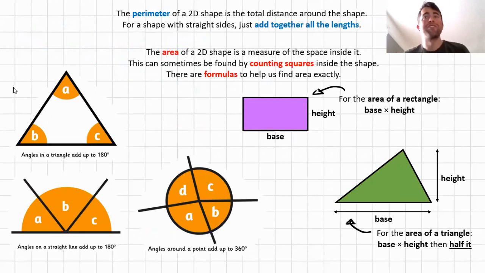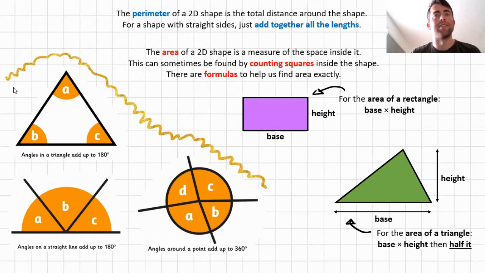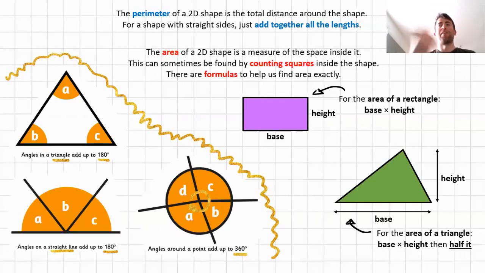I have on the screen now some notes about shapes that you should have come across before. In the bottom left, we've got some facts about angles. The angles in a triangle, the inside angles, the interior angles, add up to 180 degrees. Angles on a straight line add up to 180 degrees as well. Angles all the way around add up to 360 degrees. That makes sense. If you turn all the way around, you're going 360 degrees.